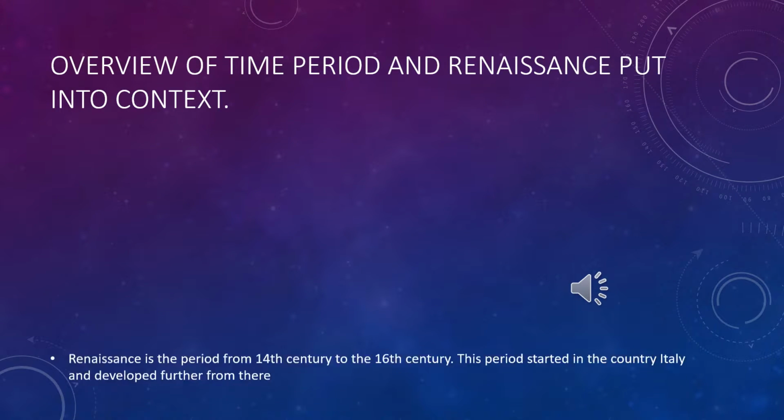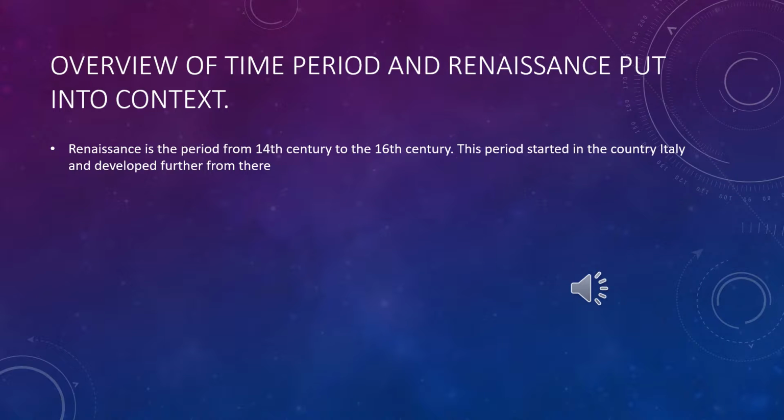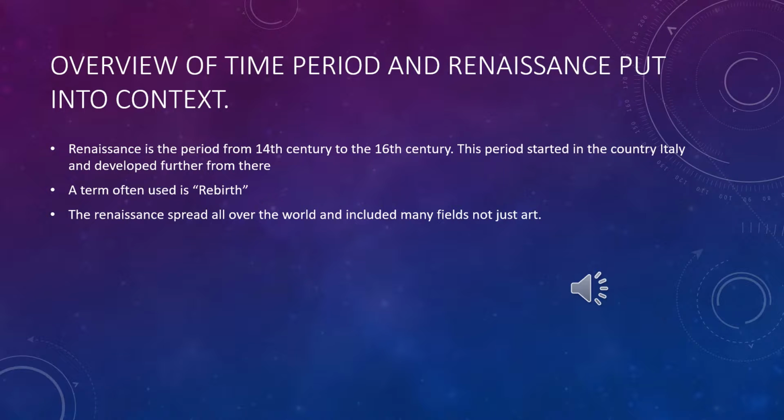Overview of time period and Renaissance put into context. Renaissance is the period from the 14th century to the 16th century. The period starts in the country Italy and developed further from there. The term often used is rebirth. The Renaissance spread all over the world and included many fields, not just art.